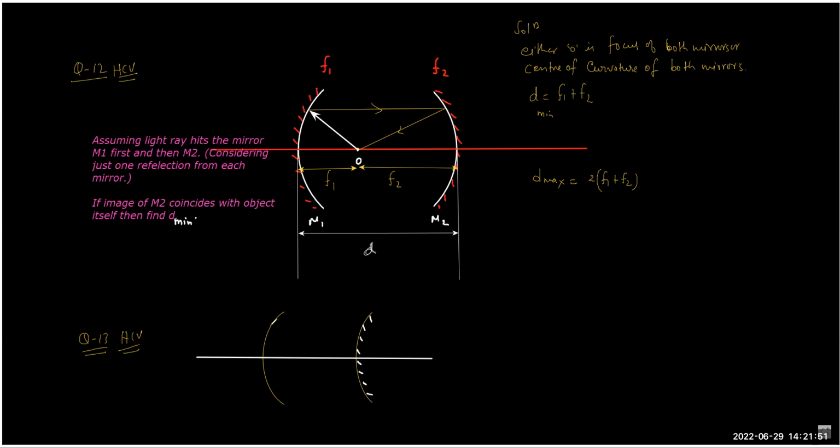So what we have here is one concave mirror and one convex mirror, right? Name the first one M1. The question: a converging mirror M1 and a diverging mirror M2 are arranged like this. A point source is placed at a distance of 30 centimeter from M1. The focal length of each mirror is 20.